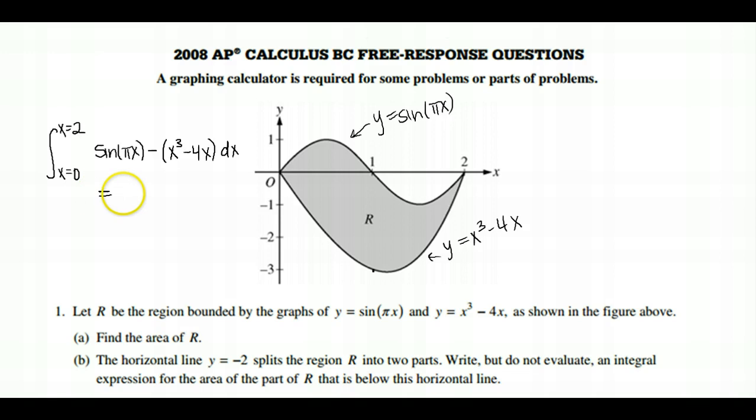So let's come back here and write our final answer as 4. And that's the answer to part A. So now let's go ahead and try to solve part B.